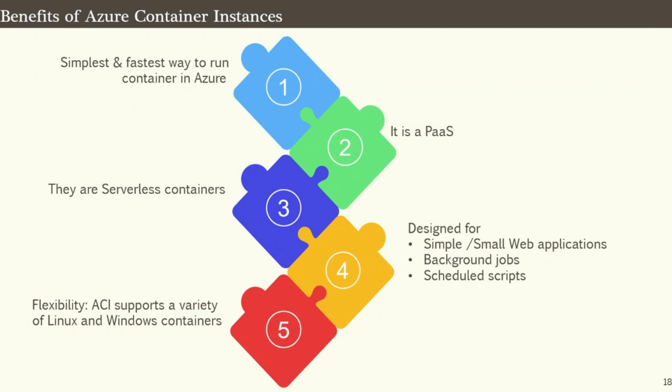However, the fourth important point is it is designed for simple small web applications. It's used for running some background jobs. You can schedule scripts in order to meet your application requirement. And the fifth, it's more flexible. ACI supports a variety of Linux and Windows containers, and so it is easy to host your application based upon the choice of your operating system.